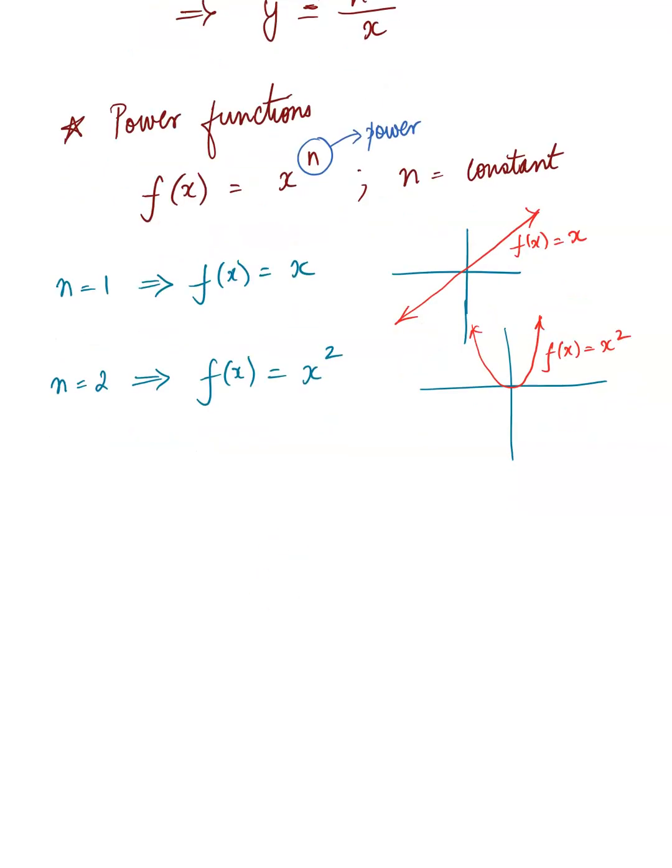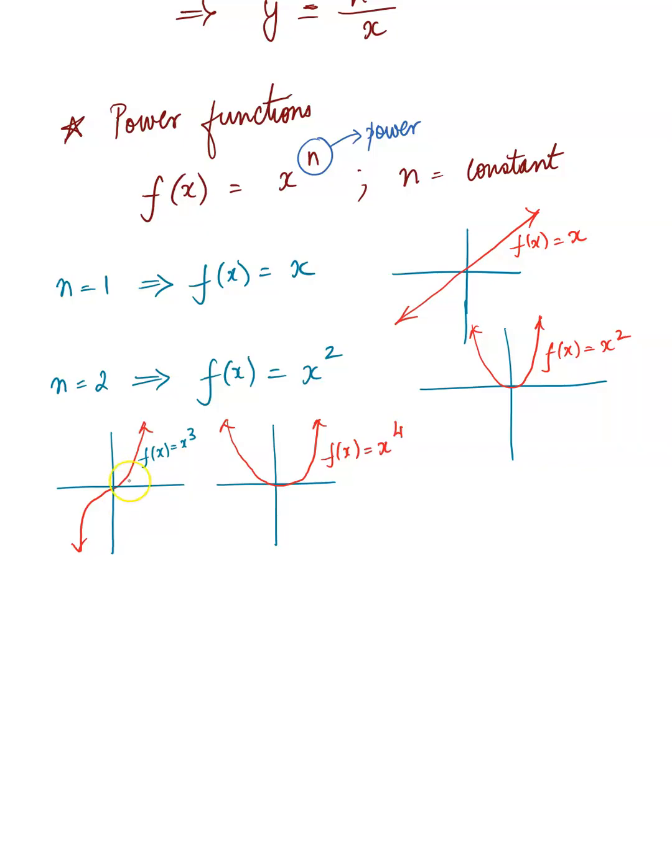Likewise, when n is 3, you get x cubed. So I'll just try to graph it when n is 3. X cubed is the chair-shaped graph. And when it is x power 4, it looks like your x squared, but it's a little flatter when it passes through 0. So f of x equals x power 4.